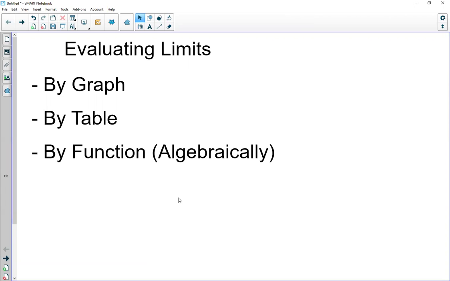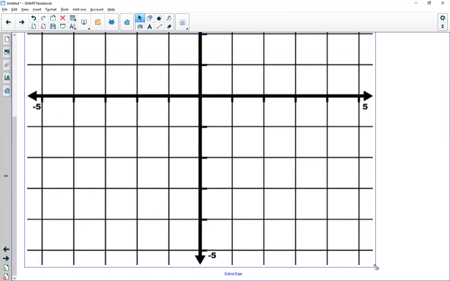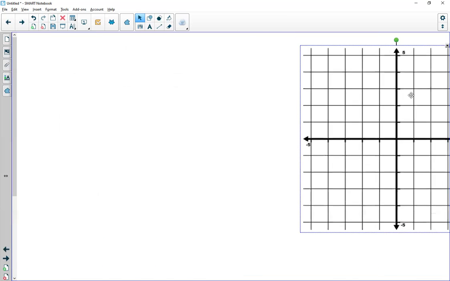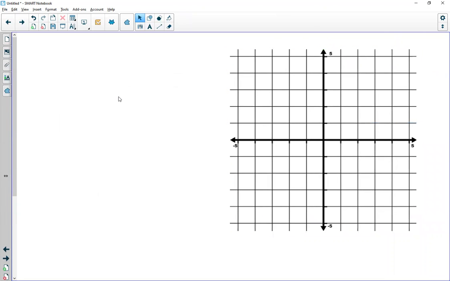So excited. We're going to do by graph, by table, and by function. The graphs are going to look similar to those worksheets I gave you yesterday. Some of them will. Some of them will look like a standard graph. All right. So first, let's cover graphing, or by graph. Let's just copy this one. All right. So first, let's do this one.